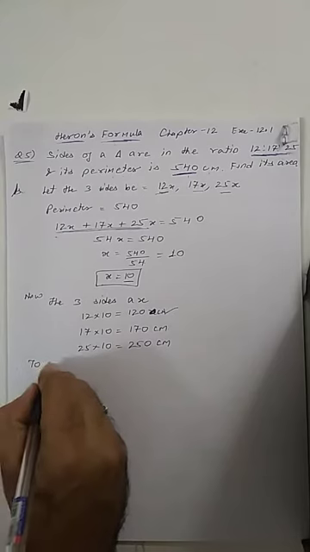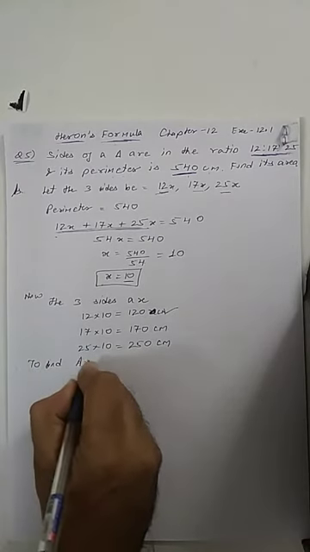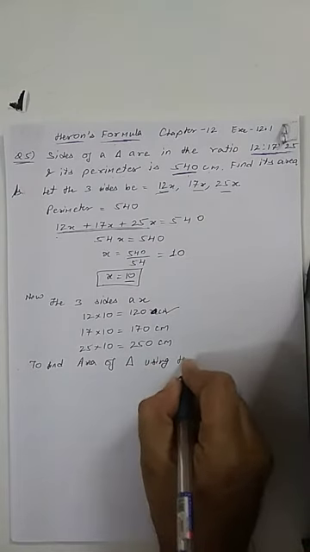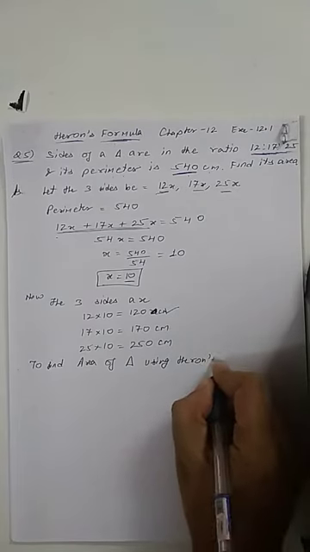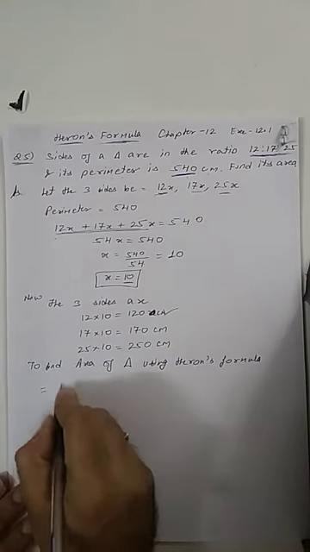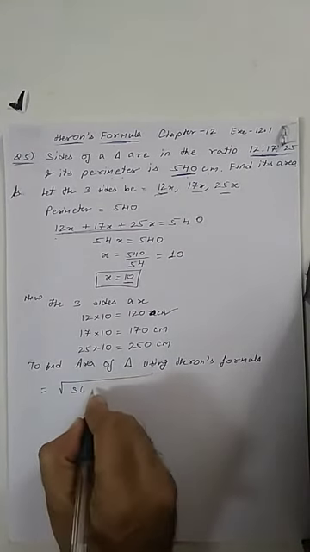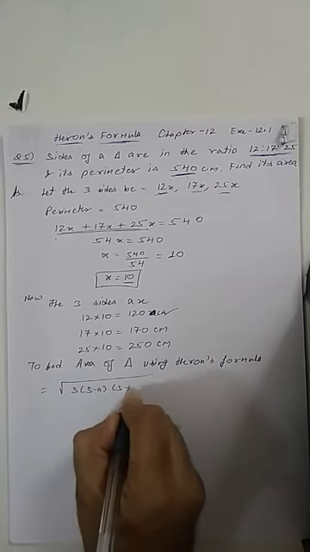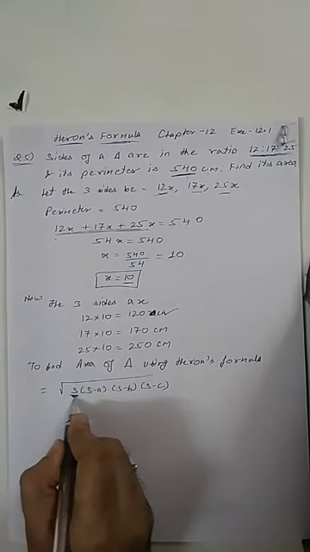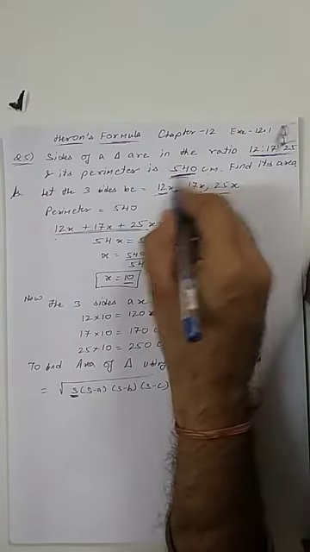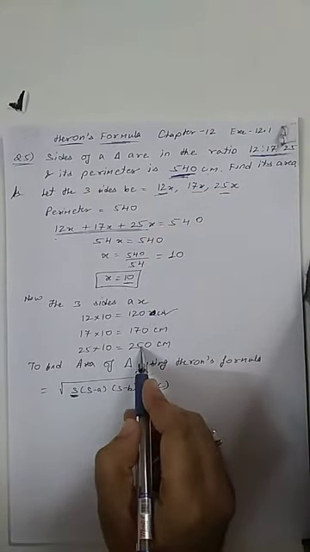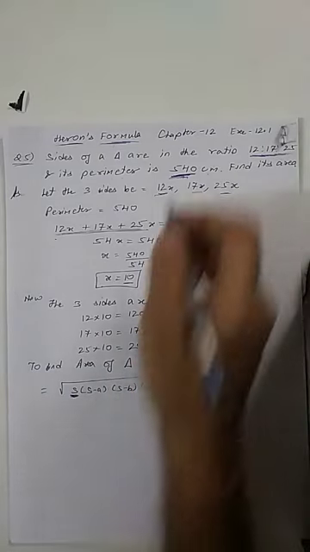To find the area of triangle using Heron's formula, that is equal to under root s into s minus a, s minus b, s minus c. Here we have to find s also. So we know that s is actually half of perimeter. Perimeter is directly given in the question. If it is not given, we will add all the three sides and then divide it by 2.